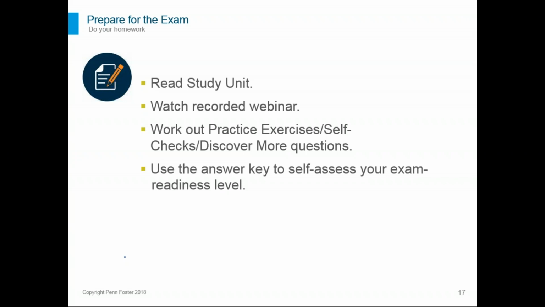Within the lesson, we have some discover more questions or self-check questions, or it may be called a practice question. And also we provide the answer key for these. And this is for a reason, because if you're working on a problem and you get an answer, you never know if it's right or wrong. Compare your answers with the answer key. If most of them are correct, then it's a sign for you you're ready for the exam. If most of them are incorrect, please do not attempt the exam.